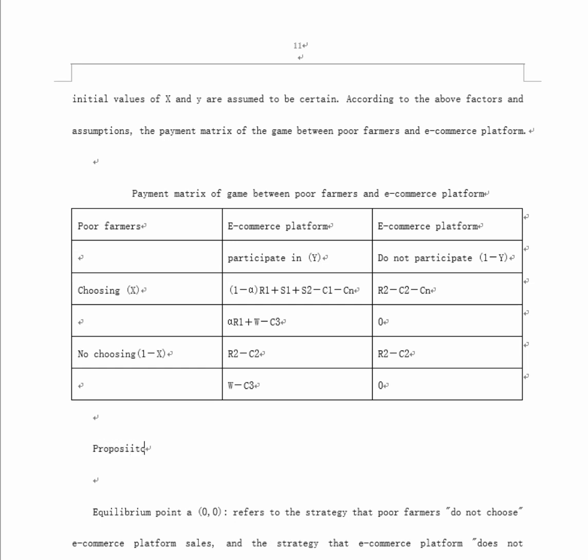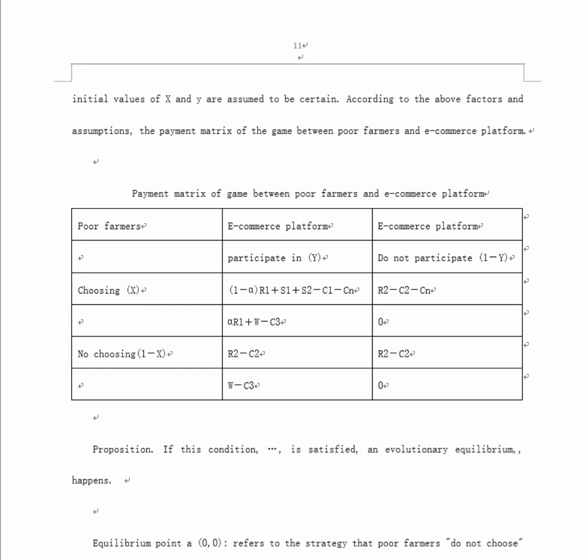Proposition. For example, if this condition blah blah is satisfied, then some evolutionary equilibrium blah blah happens. And also you should add a proof. I get to that equilibrium by solving this table in this way, and you should show that.